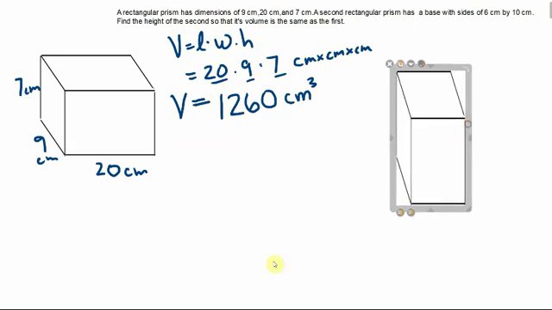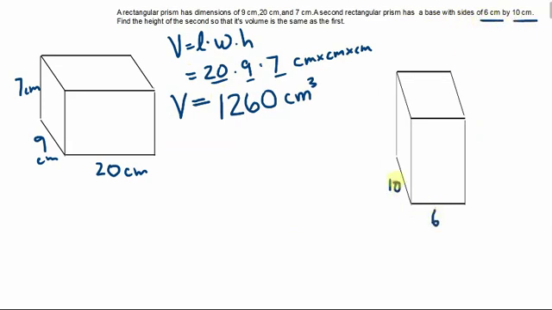Now there's another prism that has a base of 6 by 10. So if I said that's 6, that's 10, and we don't know the height, we give it an H for height. We don't know how tall it is. But we're told it has to be the exact same capacity or volume as this one. So we're going to start by figuring out this volume.